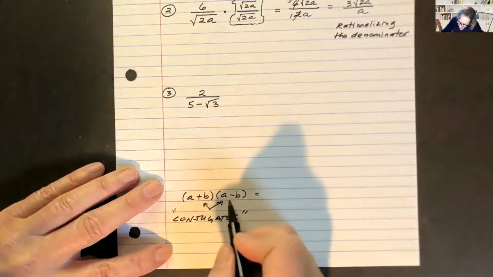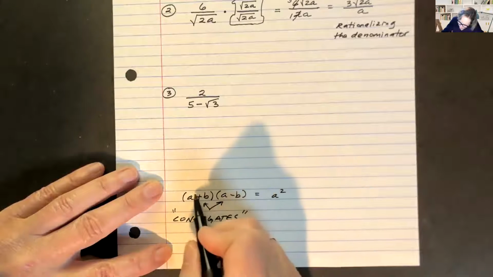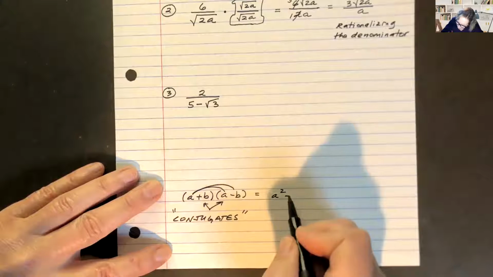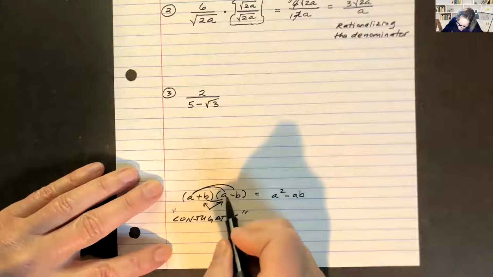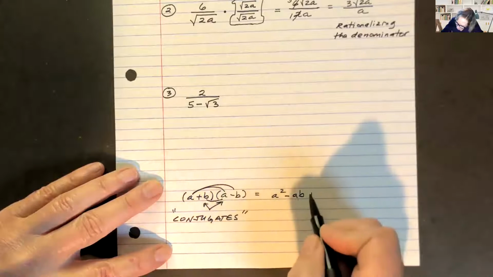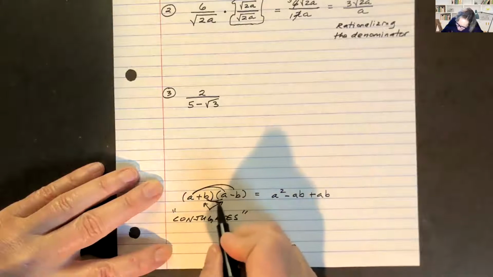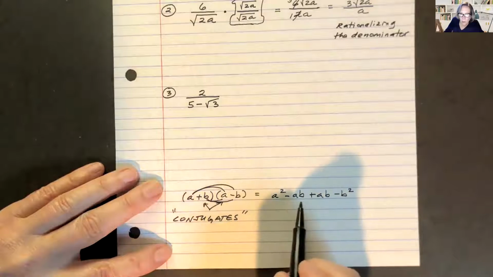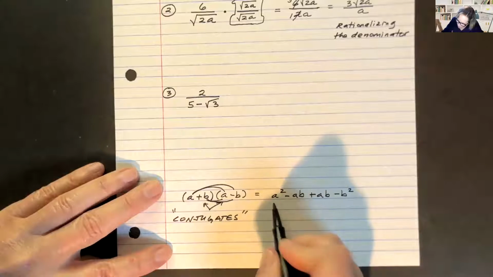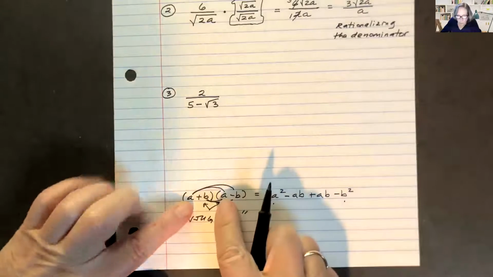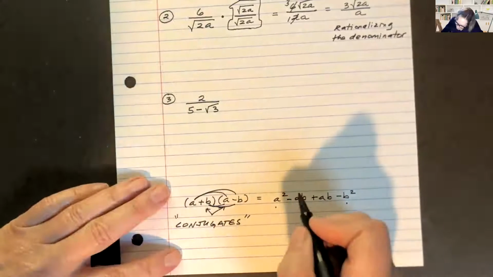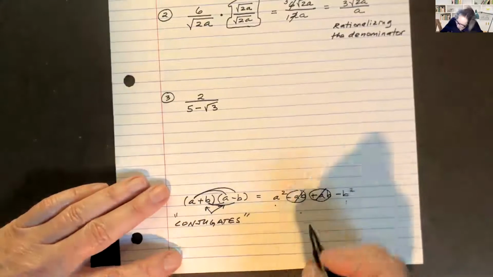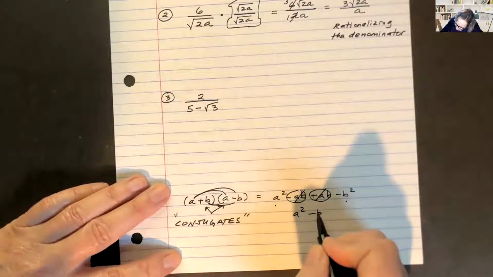So look what happens whenever we multiply conjugates together. First terms, we get a squared. Outside terms, we get a times negative b, or negative ab. Inside terms, we get positive b times a, or positive ab. And last terms, b times negative b, we get negative b squared. No matter what, when conjugates are multiplied together, we always end up with first term squared minus last term squared. So the a squared minus the b squared, because these two middle values are always opposites of each other and they cancel each other out. So I always have first term squared minus second term squared.